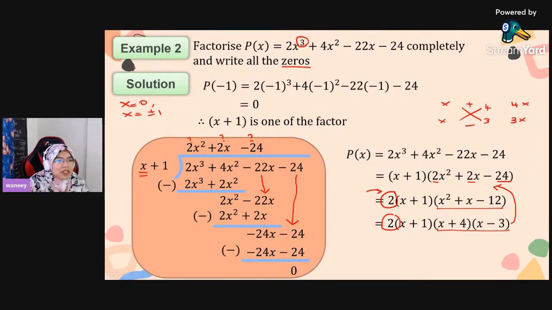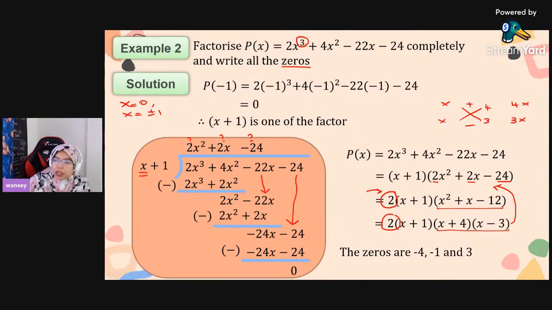Okay, so this is factorized completely, but I haven't written down the zeros. So the zeros for this one are negative 1, negative 4, as well as 3. So the zeros are negative 4, negative 1, and 3. So those are the zeros. So we need to factorize them completely first before we can find out what the zeros are.